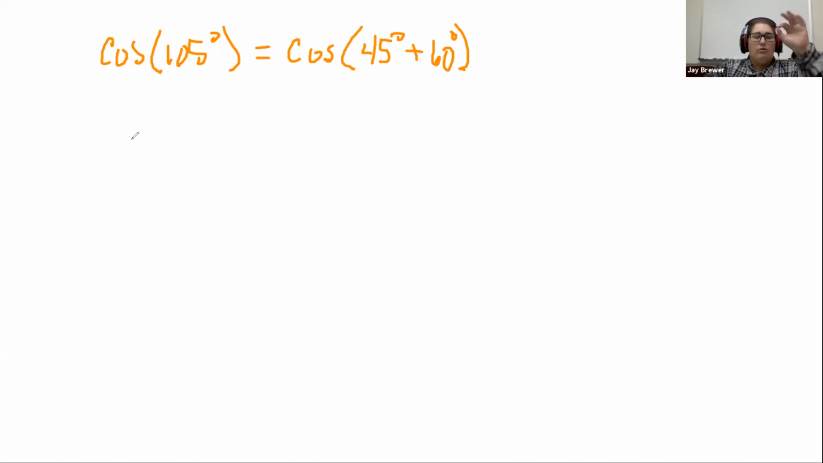So you want to try and go with the smallest options first, unless they give you some parameters. If they give you some parameters, that makes it a little bit different. So someone walk me through the cosine of the sum formula. What do we do here? What's your next step?